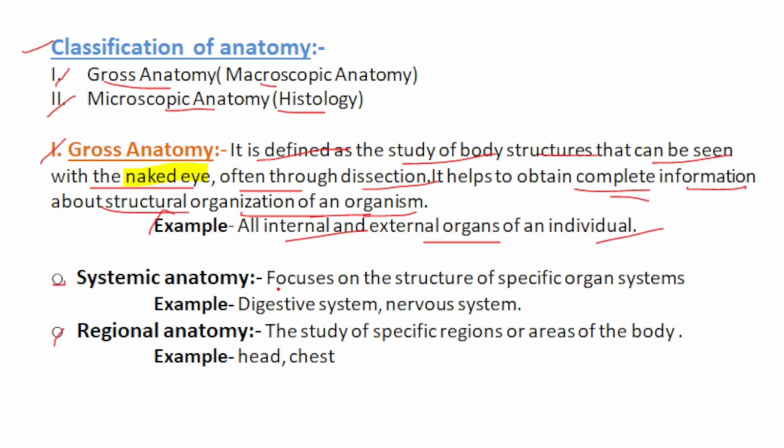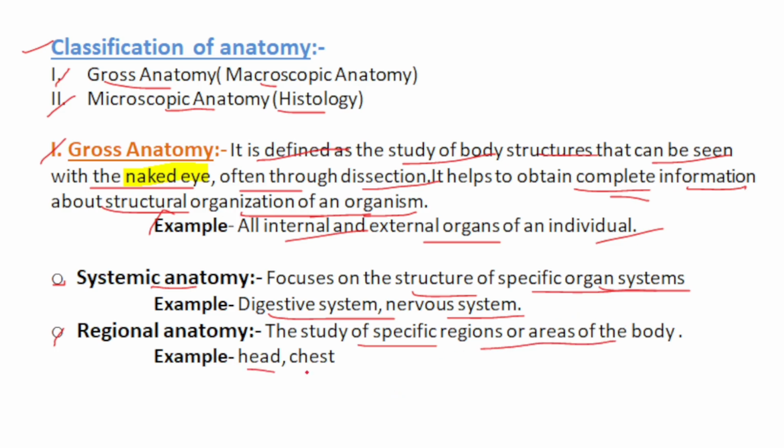So, first of all, systemic anatomy is mainly focused on the study of a specific organ system. For example, digestive system, nervous system, circulatory system. So, the part of anatomy where we discuss any of the systems is called systemic anatomy. Then, regional anatomy. It is the study of specific regions or areas of the body.